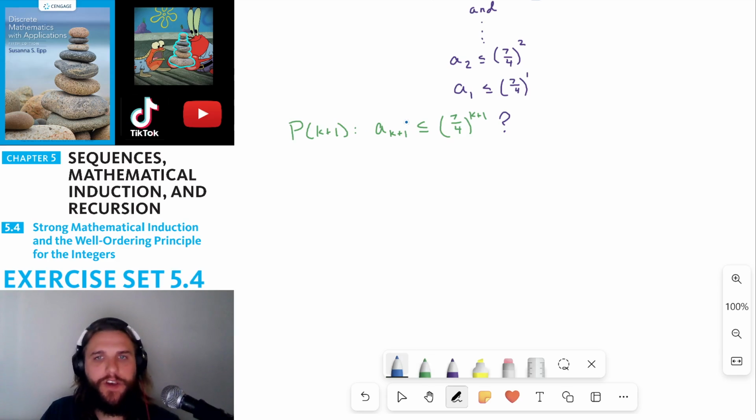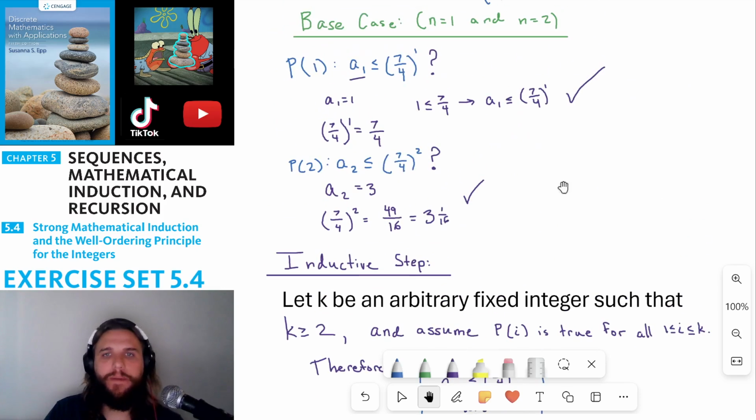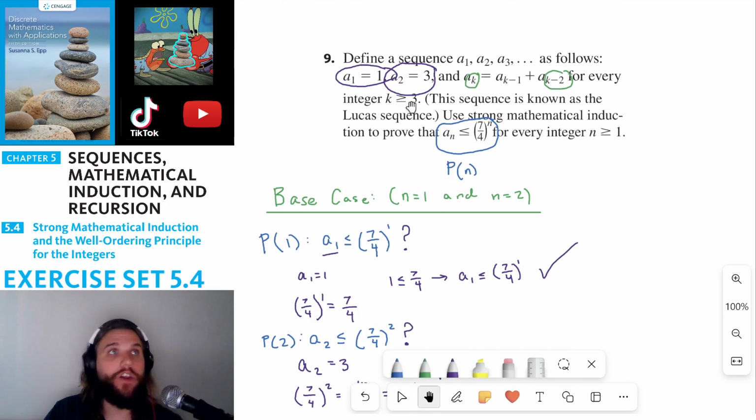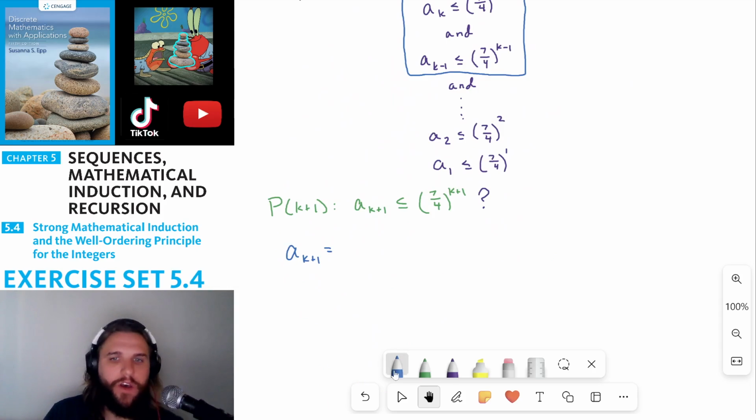So how are we going to prove this? First, we're going to start with the left-hand side, which is a sub k plus 1. Now, since k is greater than or equal to 2, that means k plus 1 is greater than or equal to 3. If you notice here, the recurrence relation holds for every integer k greater than or equal to 3. Now, we don't need this recurrence relation for k. We need this recurrence relation for k plus 1. So I'm going to apply this recurrence relation to k plus 1 since k plus 1 is greater than or equal to 3.